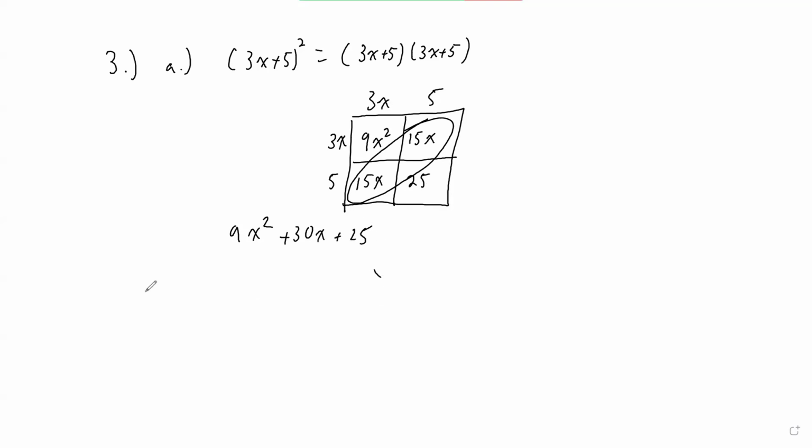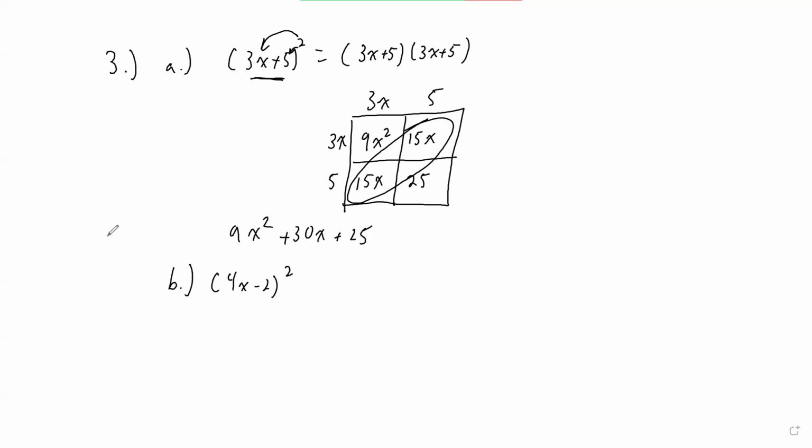So one thing I want you to notice is if I have 3x plus 5 squared, I can square the 3x and get 9x squared. I can then multiply these two numbers and times it by 2. So 3x times 5 is 15, times 2 would give me 30. And then I could square the last number and get 25. So again, if you notice it, you can apply it. If you don't notice it, box method will always give you the answer.